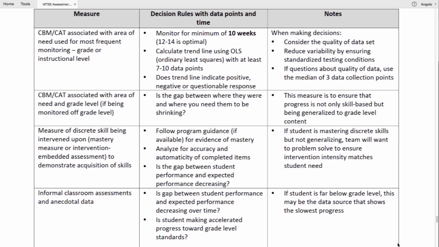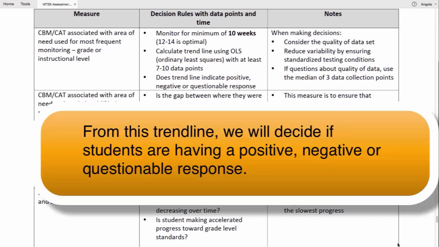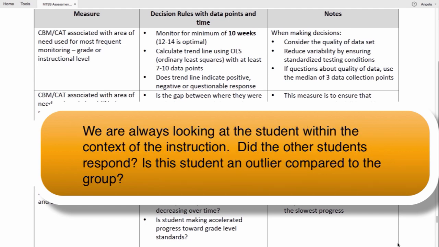To decide if they are responding, we should calculate a trend line using a regression analysis, with ordinary least squares being the methodology most frequently used. And this should be calculated using about 7 to 10 data points. From this trend line, we'll decide, are students having a positive, negative, or questionable response? Of course, within this interpretation, we are always looking at the student within the context of the instruction they're provided. In other words, did other students respond? Is the student really an outlier compared to the group, or is his progress what other students are making?